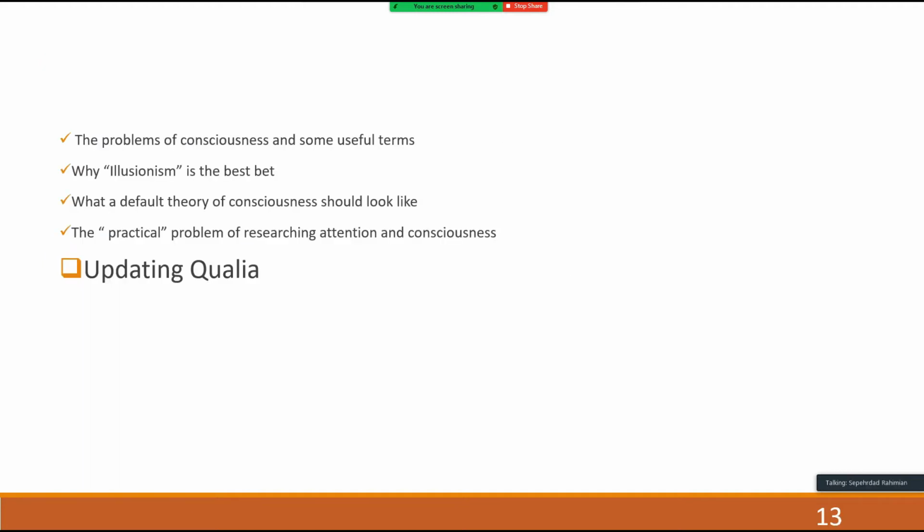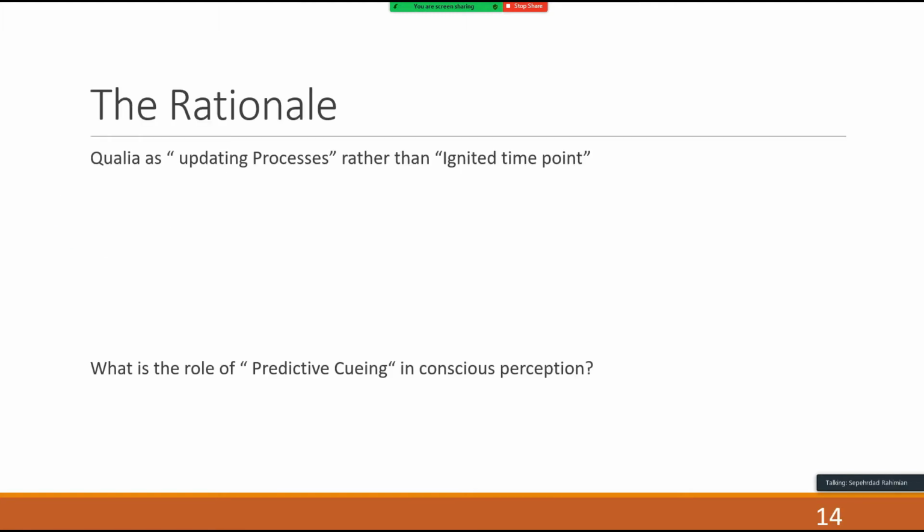And now we go to updating qualia, which is the topic of my dissertation. I like this term and I'm not going to get rid of it, because it's not just that I'm trying to add some information to qualia, but also that I'm going to argue that qualia is updating, like Bayesian updating. So there are processes rather than points. I'm slowly trying to introduce my experiment, but before that, the rationale is to perceive qualia as updating processes rather than ignited time points. I'm swimming in the waters of predictive processing here, but I'm not going to talk about it in detail, because, like attention schema theory, that is also a long conversation.